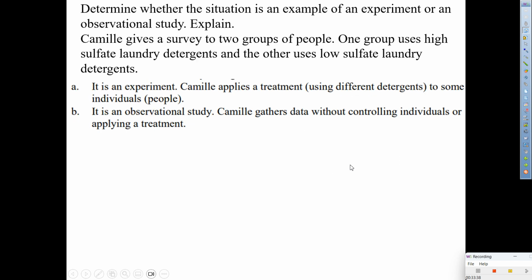Next one, what kind of study? Camille gives a survey to two groups of people. One group uses high sulfate laundry detergent, and the other uses low sulfate laundry detergents. Tell your neighbor, what kind of study is that? And let me send this to your screen so you can write the letter. Write it on the screen once you discuss it with your neighbor. All right.